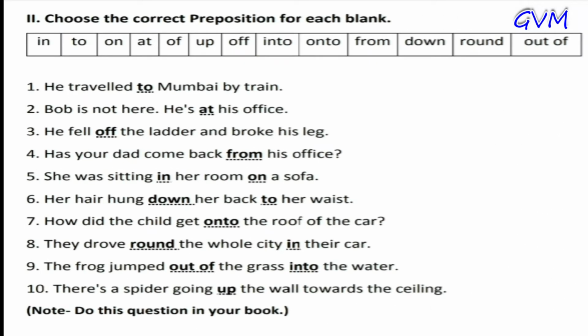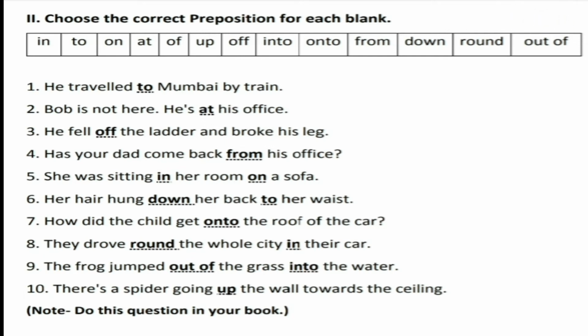Question number second of this exercise. Choose the correct preposition for each blank, and we have prepositions into, on, at, off, up, off, into, onto, from, down, round, out of. First, he travelled dash Mumbai by train, and the correct preposition we take is to because it indicates the movement from one place to another. Second, Bob is not here, he is dash his office, and the correct answer is at because it represents an exact point of space.